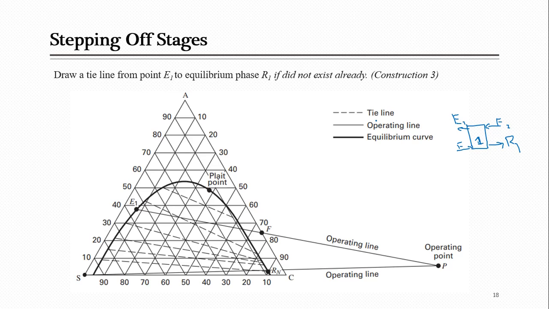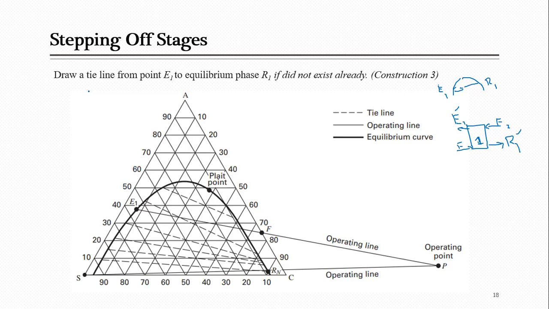So E1 and R1 are in equilibrium with each other, and when we say they are in equilibrium, they can be connected to each other through a tie line. If this is the binodal curve, on one side E1 is located, and on the other side there will be R1, connected through the tie line and in equilibrium with each other. This indicates that the system has one stage, in which extract and raffinate leave and are in equilibrium with each other.